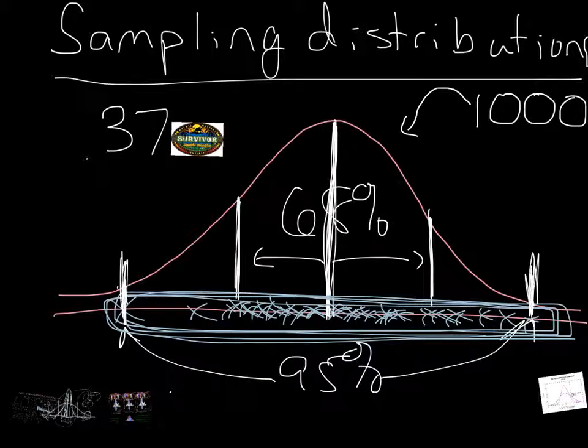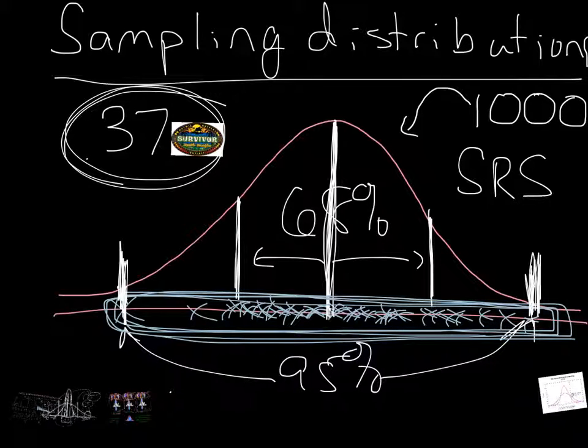And that's where the power of the sampling distribution comes in. Because since I know that, it's safe to say, as long as I'm using an SRS, that the 37 that I got is going to be somewhere pretty close to the mean. It's going to be somewhere pretty close, somewhere in there, to the actual true proportion of people that watched Survivor that night. That's the power of the sampling distribution.